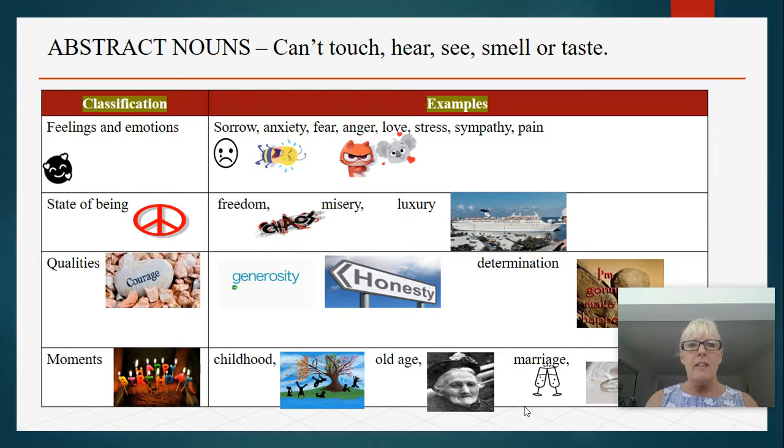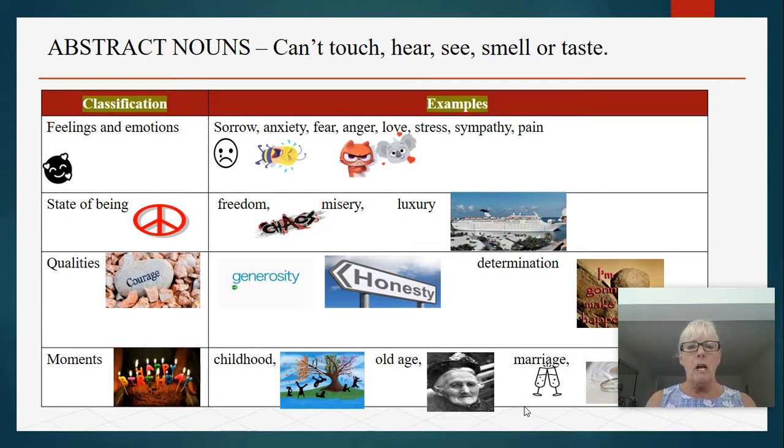Abstract nouns. These are nouns that you can't touch. You can't hear, see, smell, or taste. So think of those senses. You can't do any of those things, but they classify things. Feelings and emotions, for example. Things like sorrow, anxiety, fear, anger, love. All of those things are classified as abstract nouns.